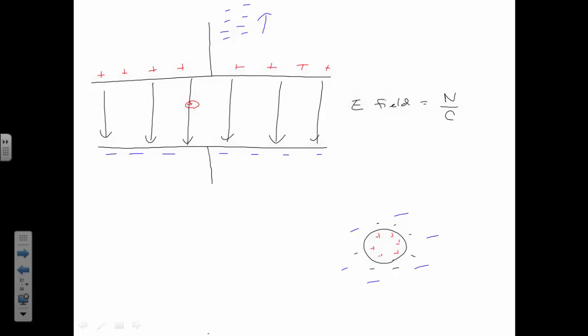And so these will make sure that they're not going to go in the center of this. They'll be on the edge. All right. So that's a good thing to remember.